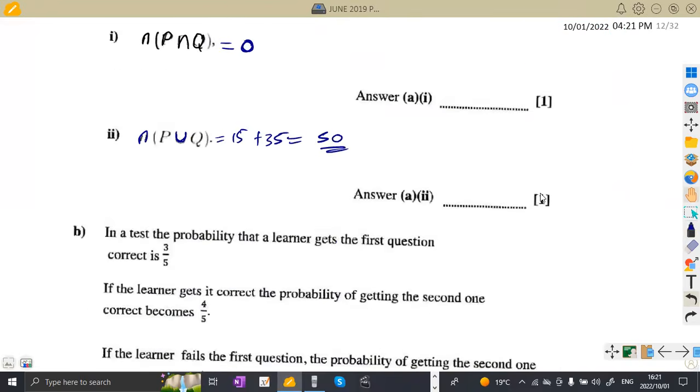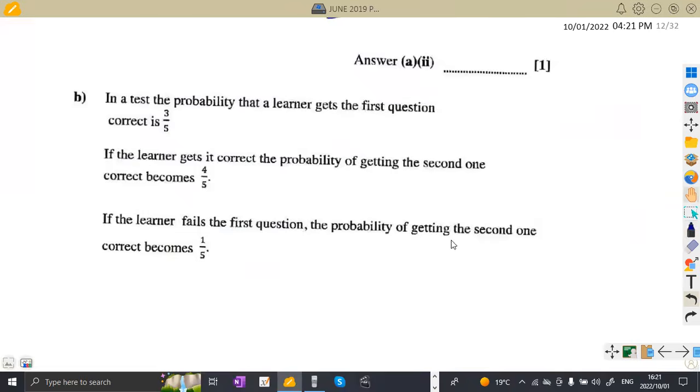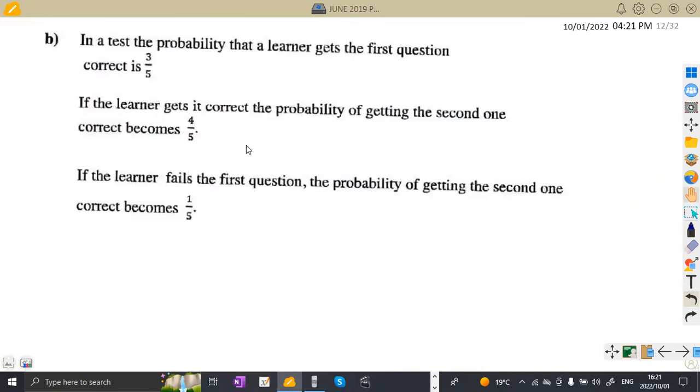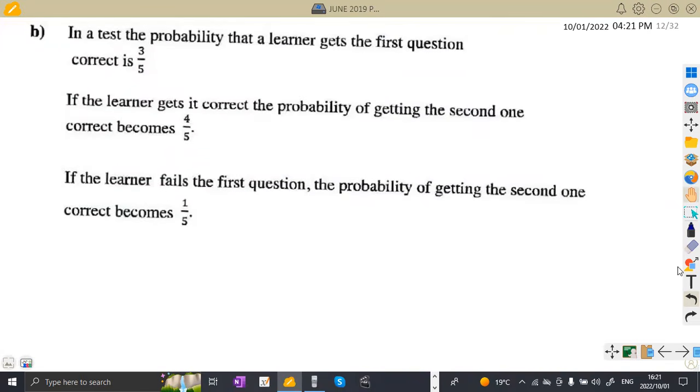All right. Then the other part, that's probability. In a test, the probability that a learner gets the first question is 3/5. If the learner gets it correct, the probability now of getting the second one correct becomes 4/5. Okay. This is getting correct for the first time, which is 3/5. Then getting correct after getting the first one correct. If the learner fails the first question, the probability of getting the second one correct becomes 1 over 5. All right, so this is what we have now on this part. Guys, take note of the information.